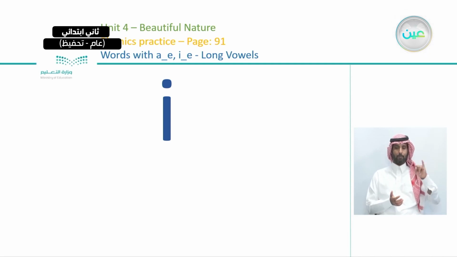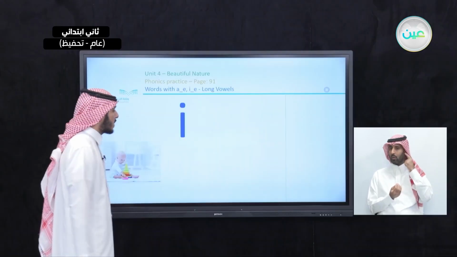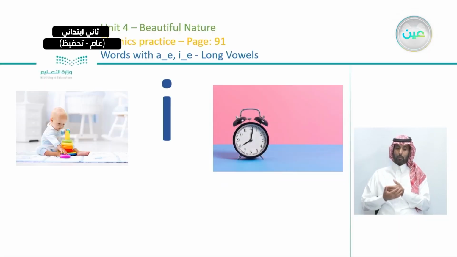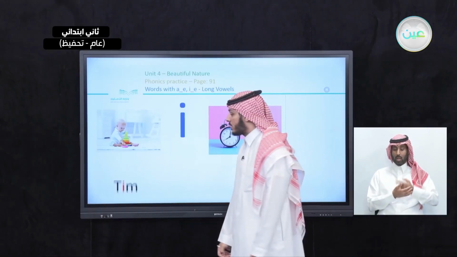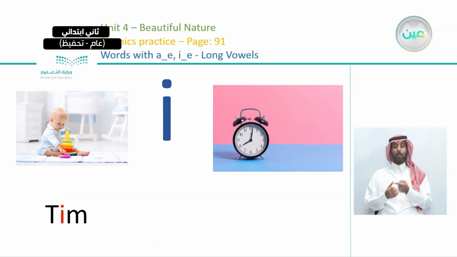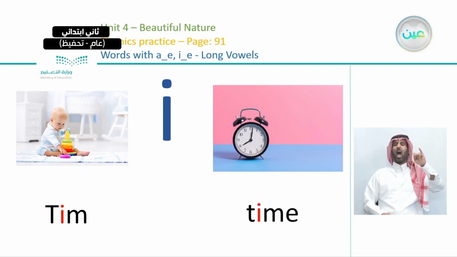I. Okay, so we have I also. It has two sounds. So we have a baby here, and we have a clock there. Now the baby, his name is what? Tim. And the clock tells us the time. So we have Tim and we have time.